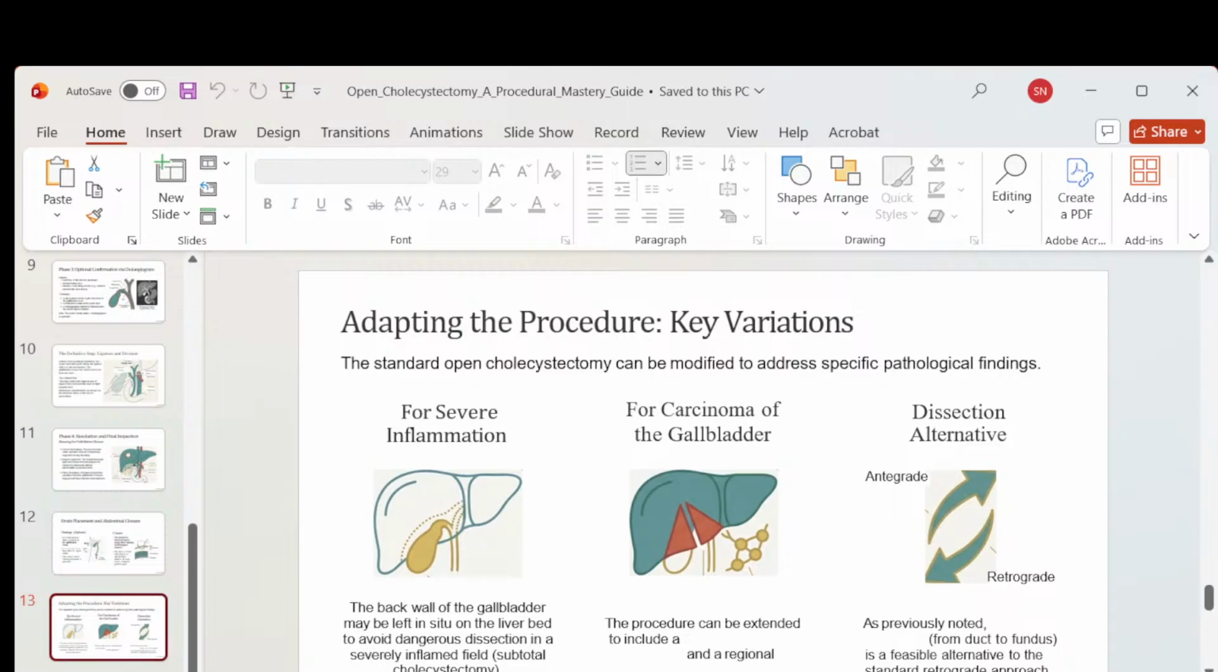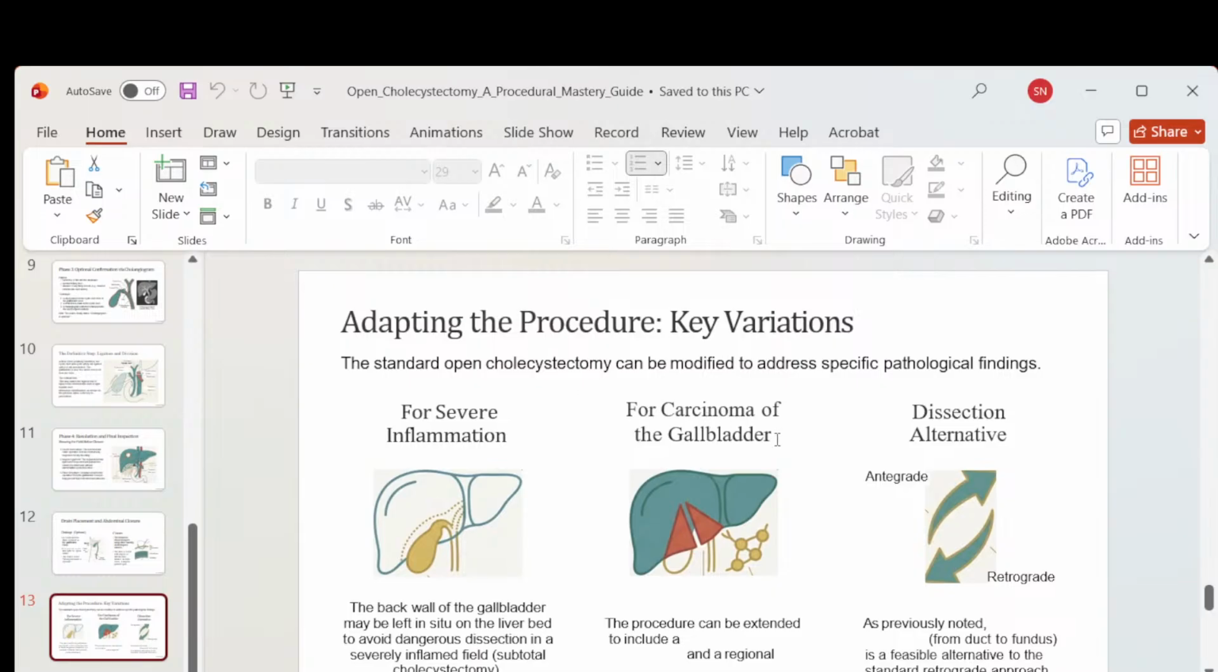Adapting procedures. The key variations. The standard open cholecystectomy can be modified to address specific pathological findings. For severe inflammation, the back wall of the gallbladder may be left in situ on the liver bed to avoid a dangerous dissection in a severely inflamed field. Subtotal cholecystectomy. So, in case of severe inflammation, we can plan for a subtotal cholecystectomy.